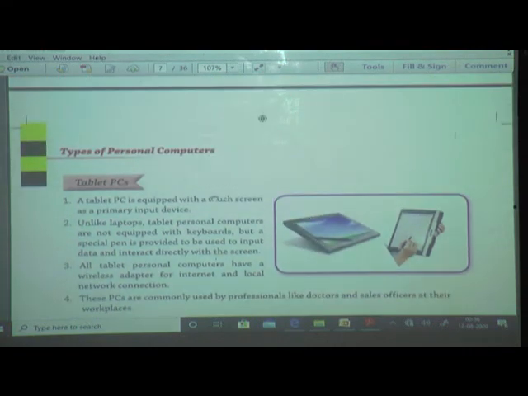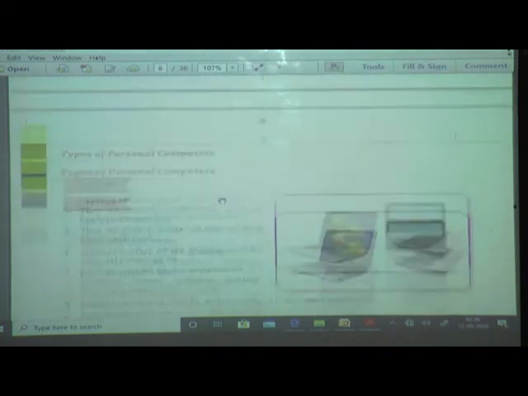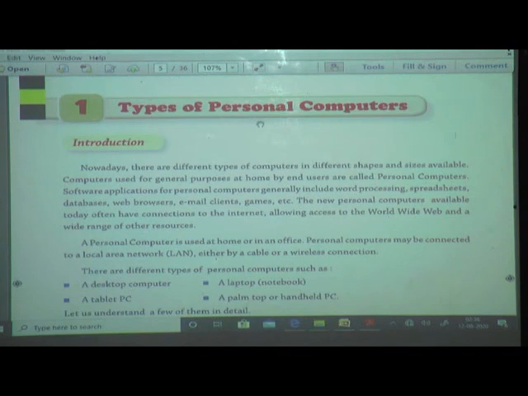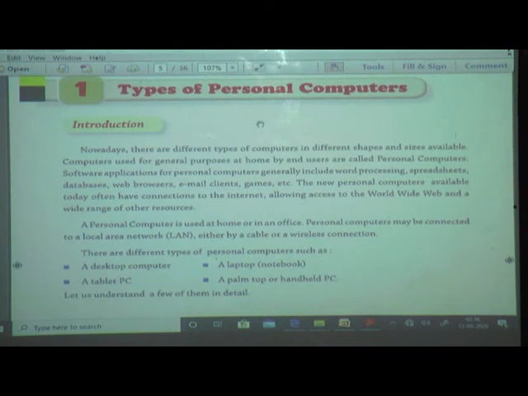Understand what we have learned in that chapter? This personal computer. Which type of computer is called a personal computer? If we are using a computer at home, as a home or end user, that type of computer is called a personal computer. And personal computers are divided into 4 parts, which are the desktop computer, laptop, palmtop or handheld PC, and tablet PC.